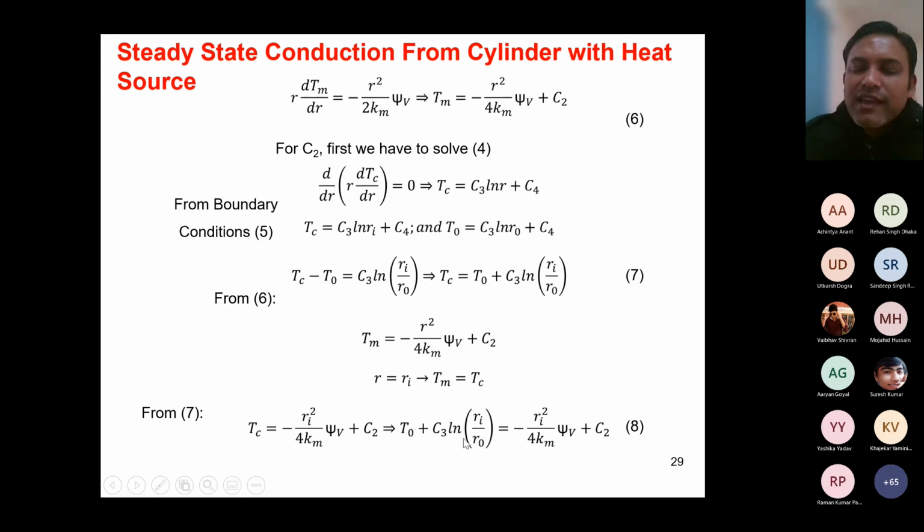So T naught minus C3 ln Ri by R naught equals minus Ri square by 4 Km psi V plus C2. Now in this equation, there are two unknowns, C3 and C2. This we have to calculate. Is it clear to everyone? Yes, sir.